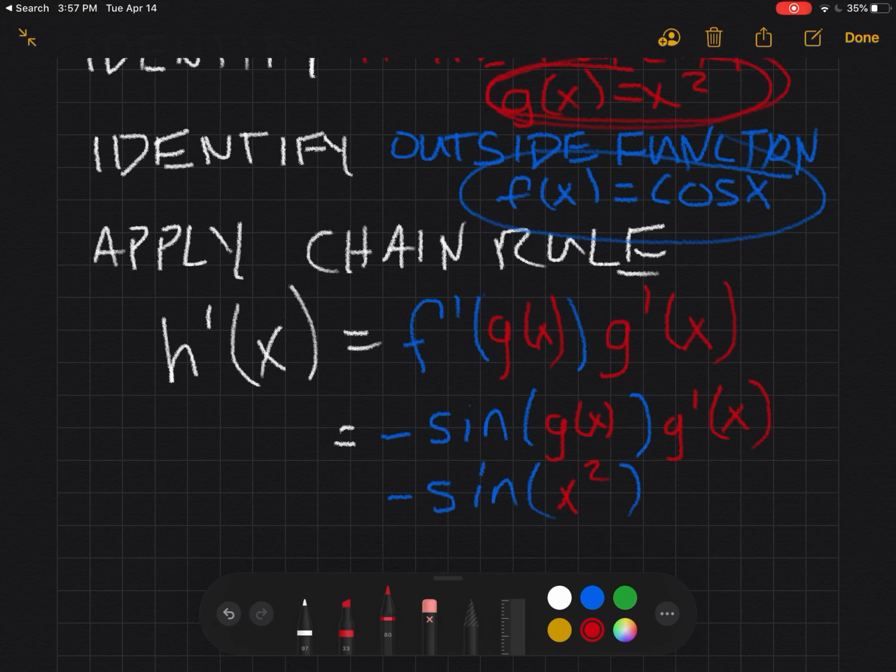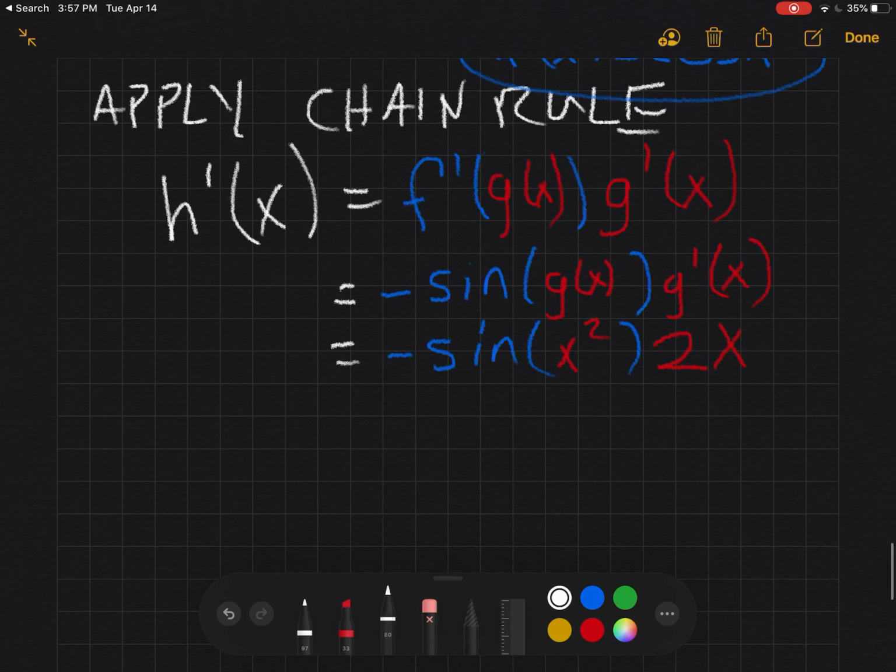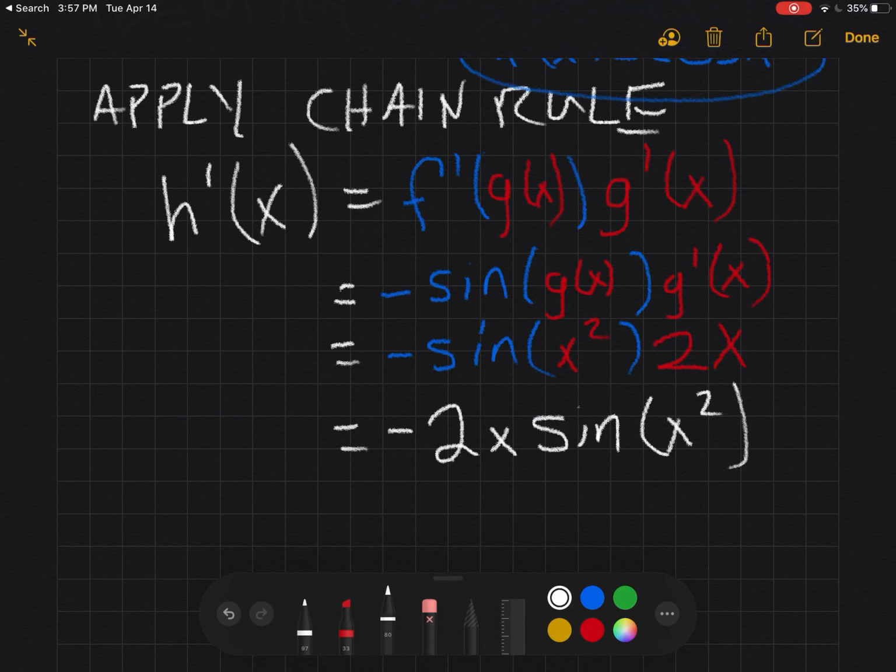And what is g of x? That's x squared. So this is going to be negative sine of x squared times g prime of x. So if g of x is equal to x squared, I can use my power rule there and say that g prime is 2x. I hope the colors are helping here. I find this helps me. All right. So then with simplification, this is going to be negative 2x sine of x squared as our derivative.